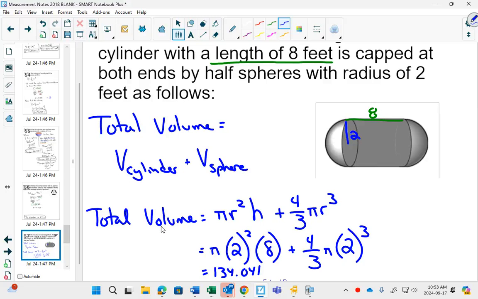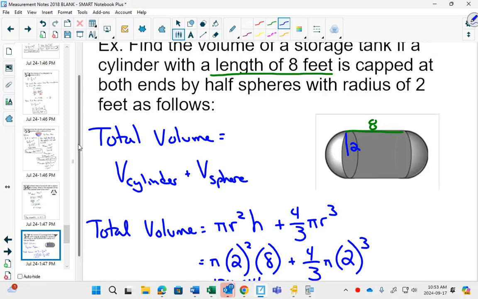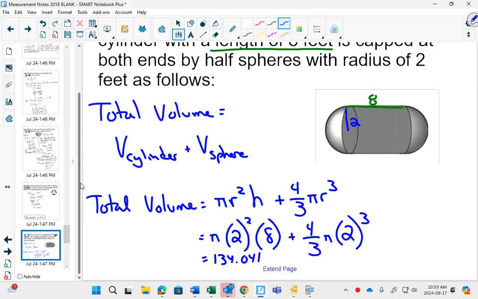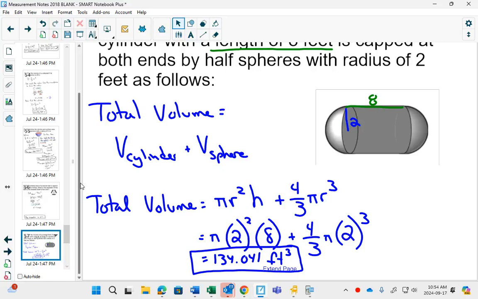Does the question say how much I want to round to? Nope. We need to put units. It's volume, so it'll be feet cubed. And we can put a square around our answer.